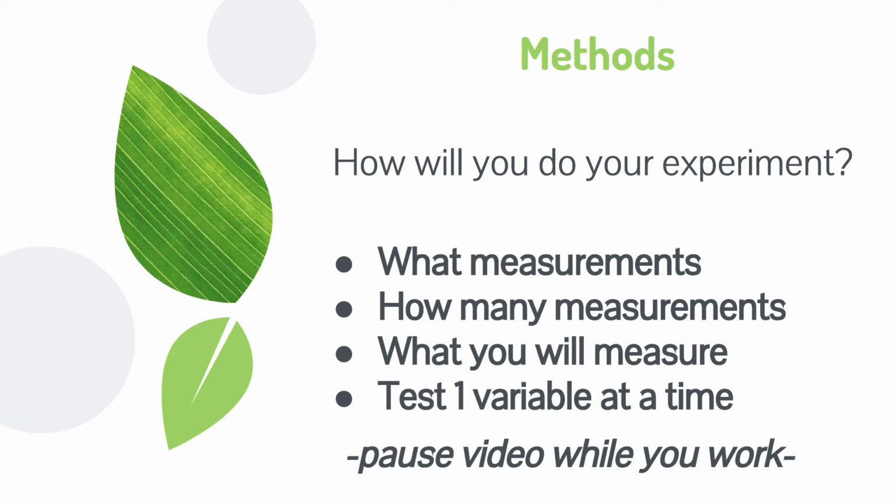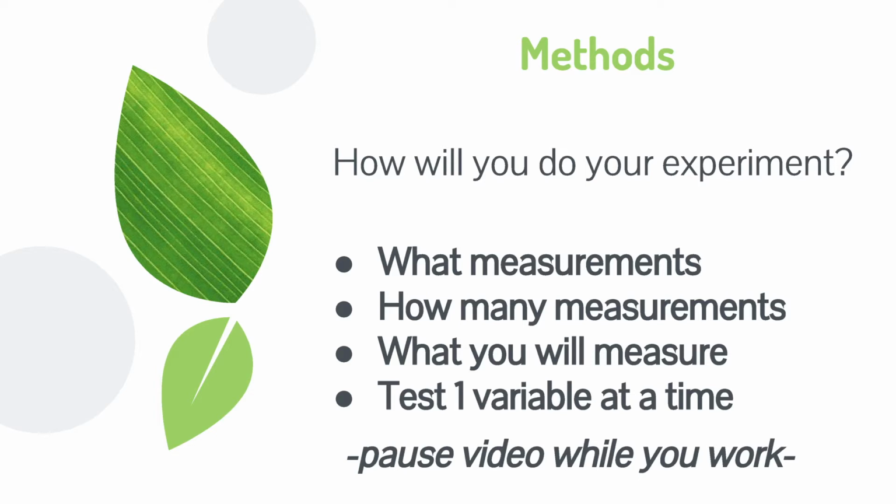Now that we've looked at that example outside, your job is to come up with your own methods for your experiment. You should include things like, what measurements are you going to take? How many measurements are you going to take? What exactly will you measure? And you should also design your experiment to test only one variable at a time.